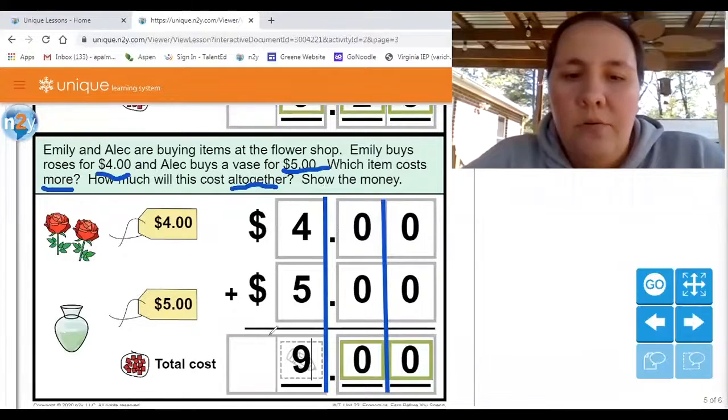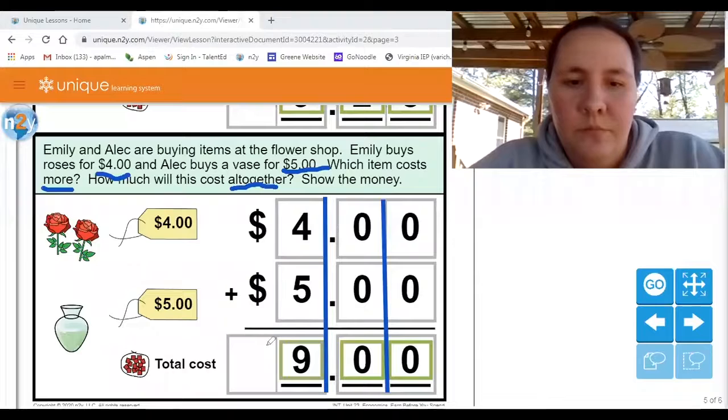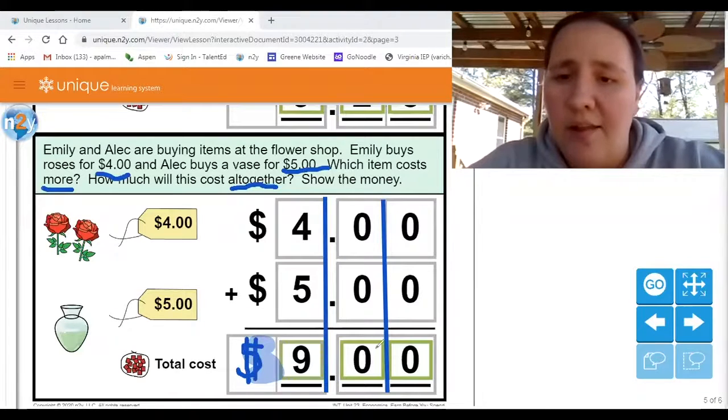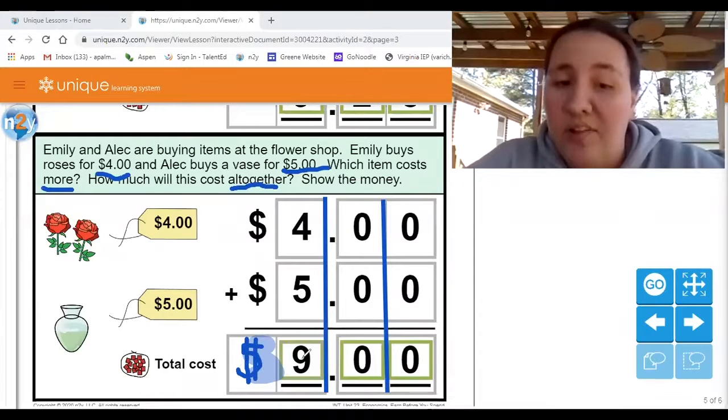And how do I read this number? Whoops. Let me try and write that again. Sorry. I'm having all sorts of trouble. Okay. How do I read this number? It has zeros down here, so are there any cents? No, right? So I just read the dollar part. So this is $9.